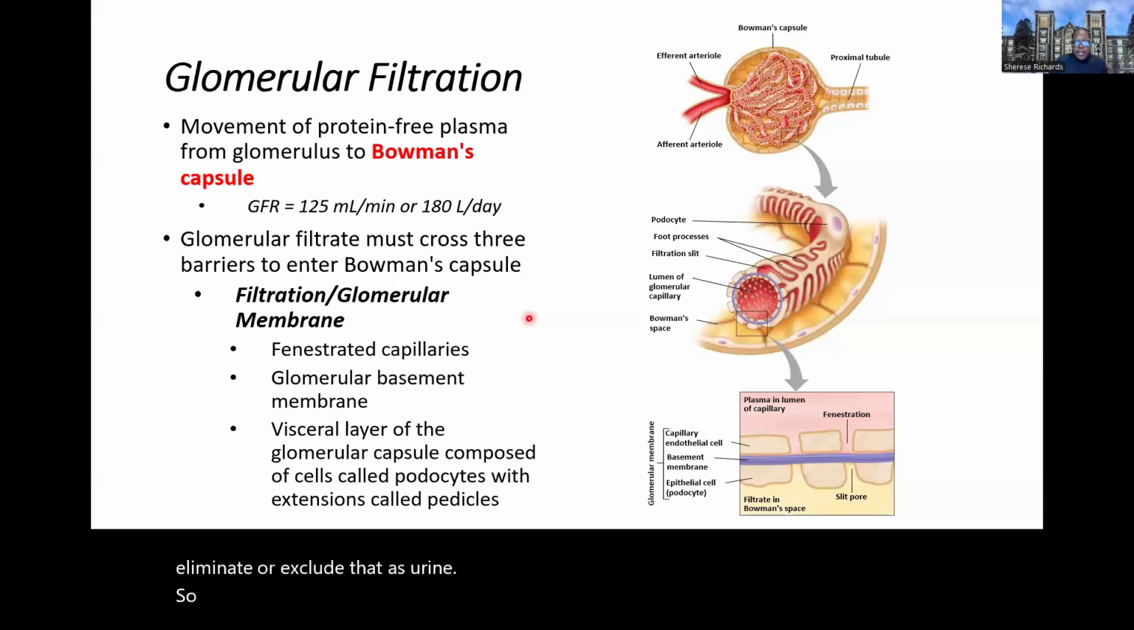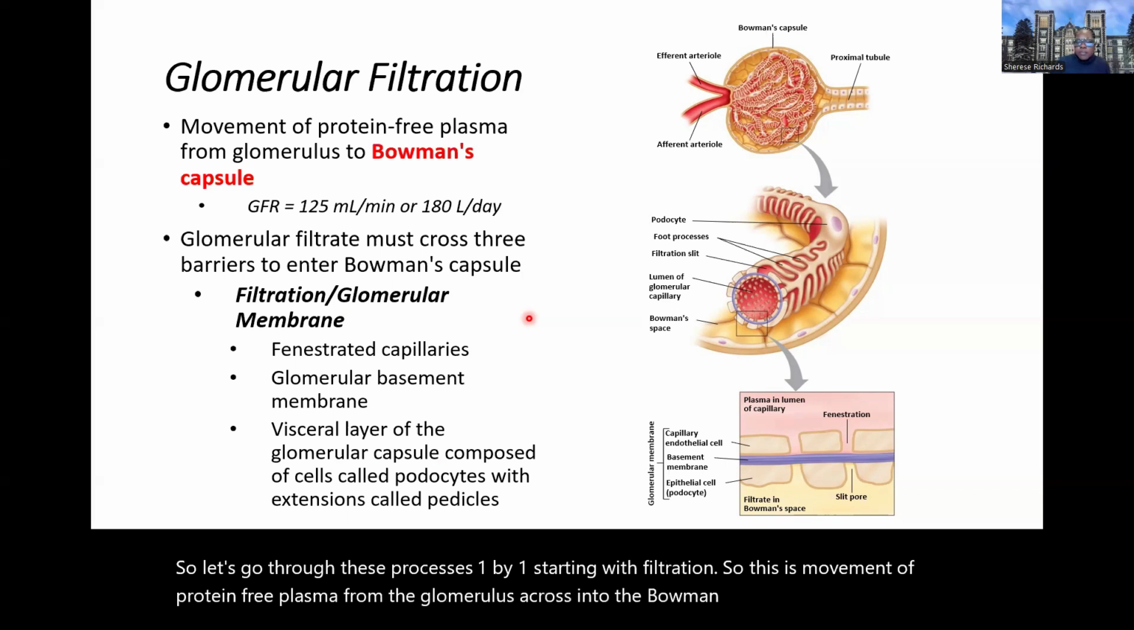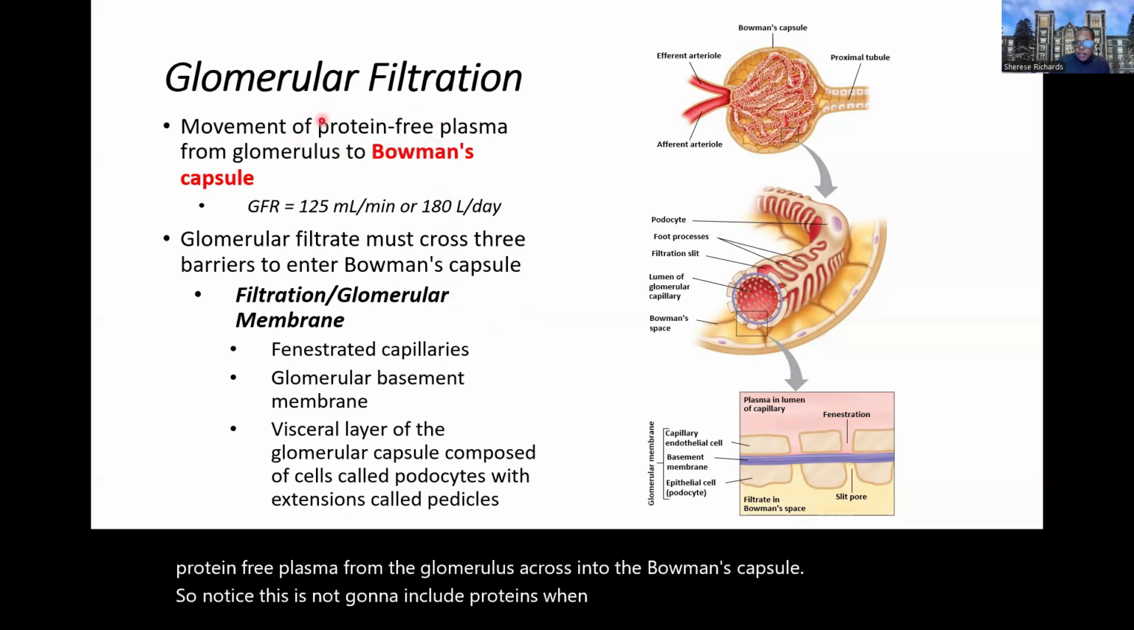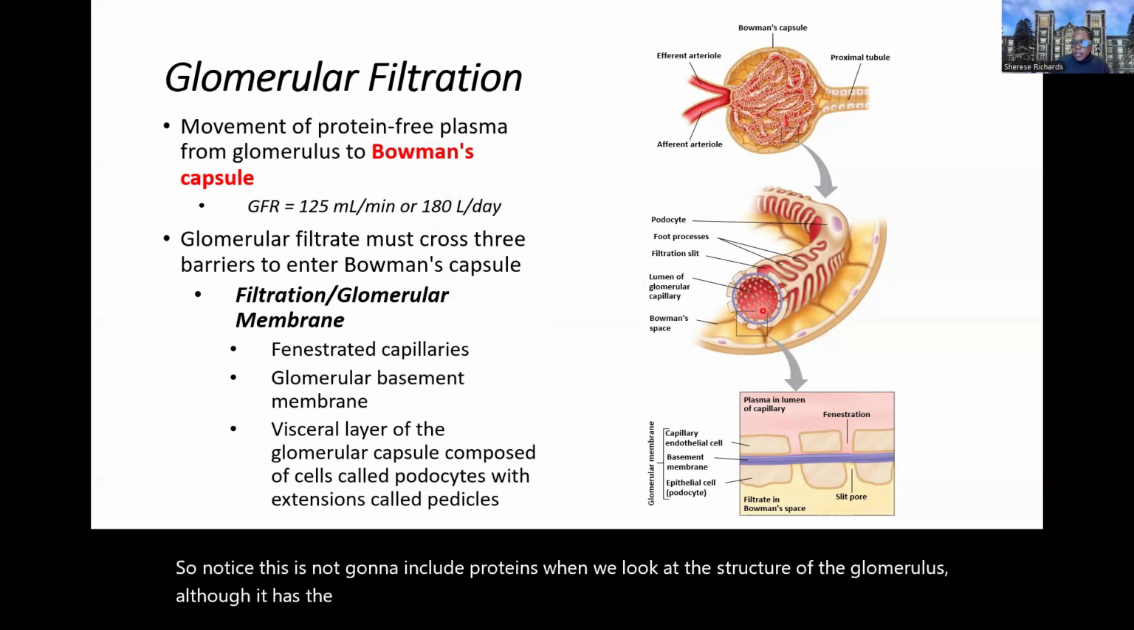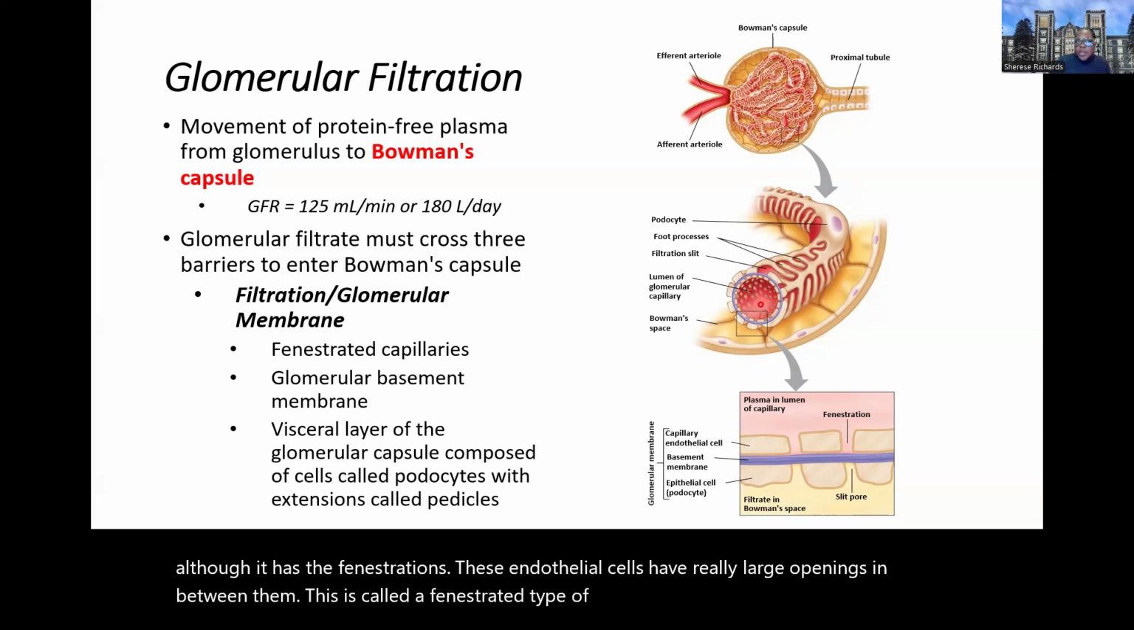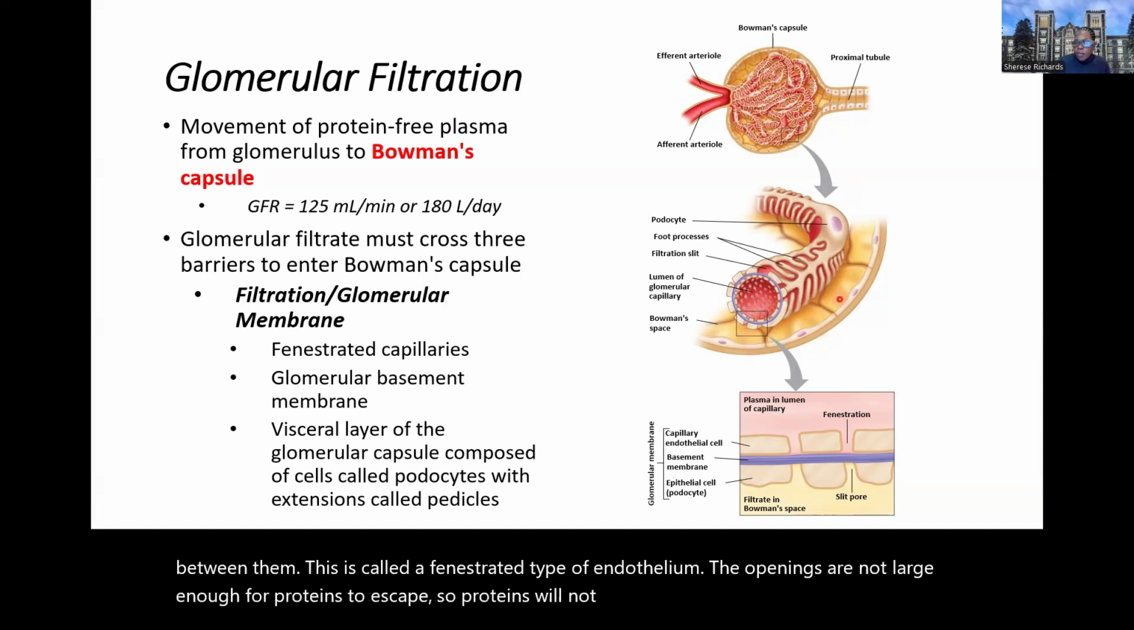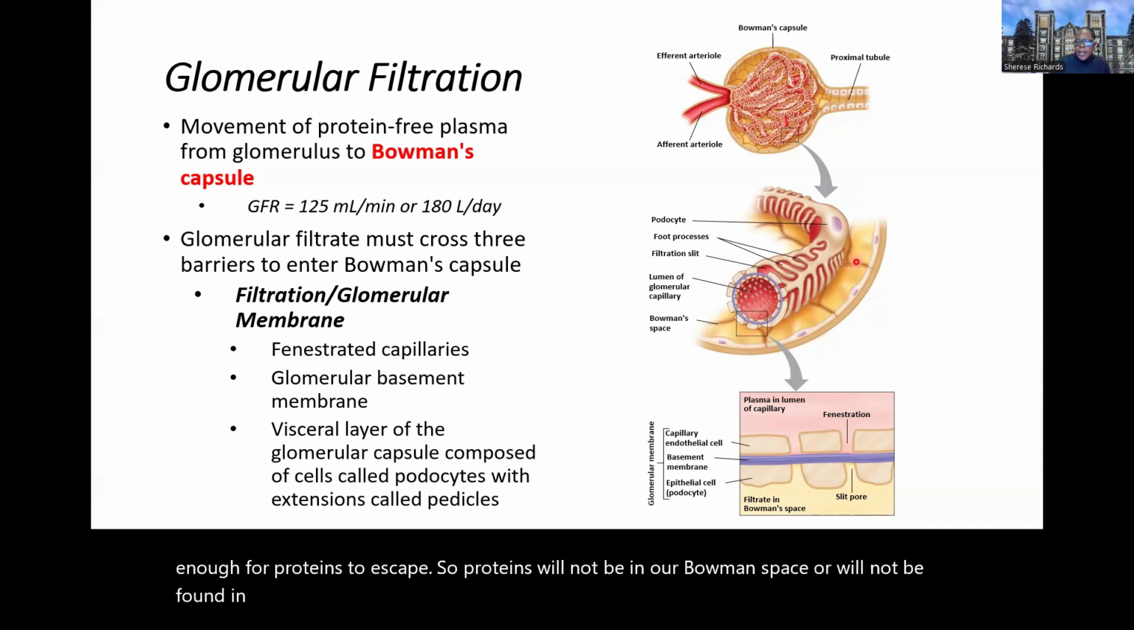So let's go through these processes one by one, starting with filtration. This is movement of protein-free plasma from the glomerulus across into the Bowman's capsule. So notice this is not going to include proteins. When we look at the structure of the glomerulus, it has fenestrations, these endothelial cells have really large openings in between them. This is called a fenestrated type of endothelium. The openings are not large enough for proteins to escape. So proteins will not be in our Bowman space or will not be found in our filtrate.